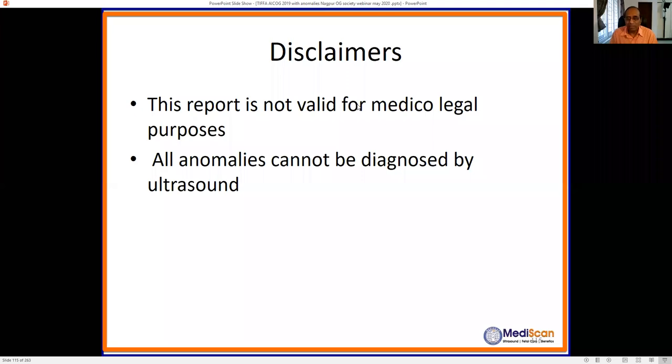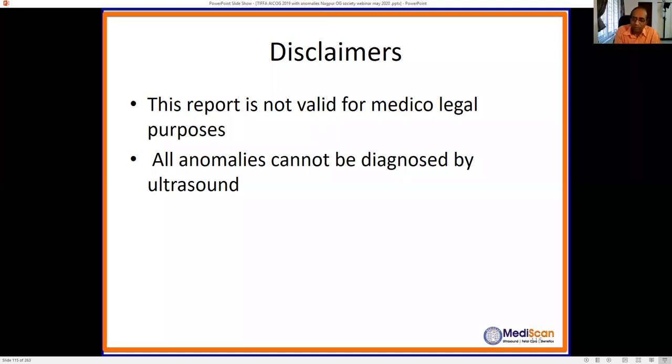Then lastly, disclaimers. This report is not valid for medico-legal purposes. You can't put a disclaimer like that, because of course it is a medico-legal document, and you will be pulled up when required if you have not done something right. And all anomalies cannot be diagnosed by ultrasound. That's fine. There are disclaimers which you can put, specific disclaimers in the second trimester and specific disclaimers in the third trimester. But when the baby is born with an anomaly, you only need to prove that part of the anatomy you have documented.